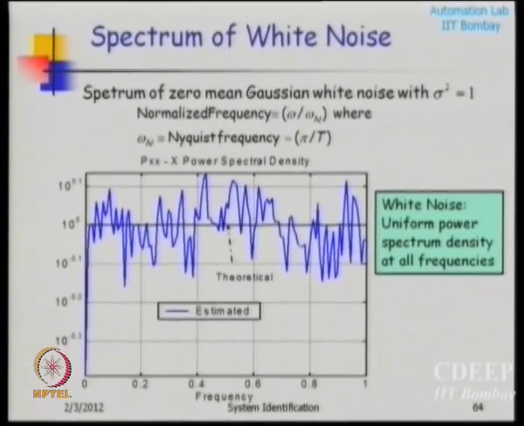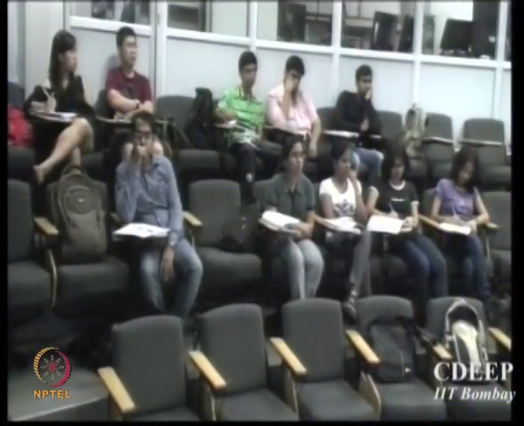Sir, are frequencies beyond this insignificant or something? No, in digital control, this spectrum will repeat. Since it repeats, we only plot the first part. Normalization comes, I think, in that integral. Let me go back and check.